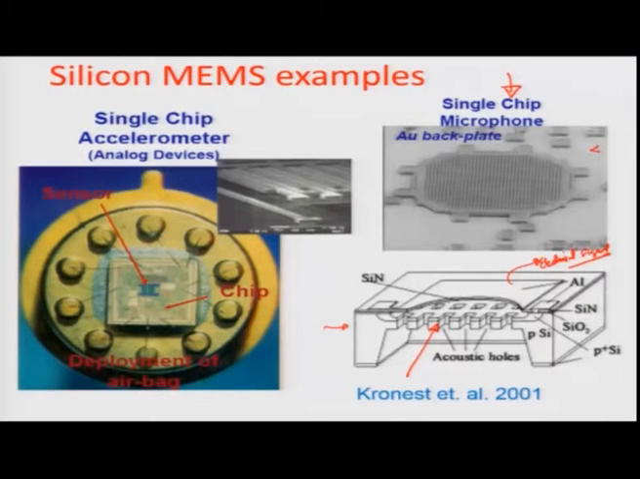This again is a capacitive accelerometer fabricated by Analog Devices. This is also based on the structure of interdigitated electrodes or comb drive based orientations, which would sense very accurately any change in the acceleration, deceleration, etc. So, these are some silicon MEMS examples.